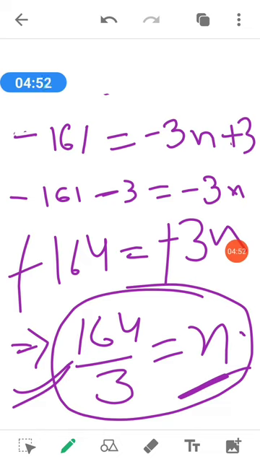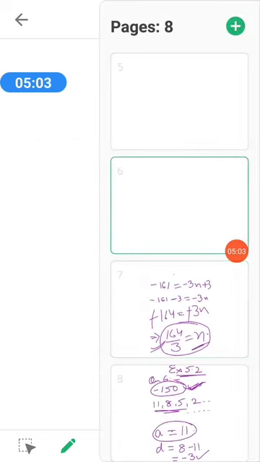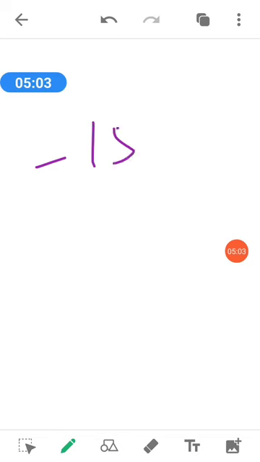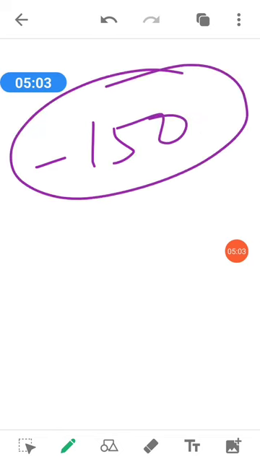So that means the term which we have taken as nth term of this AP was not actually one of the terms of this AP. So we can say that minus 150 is not one of the terms of the given AP. So that's it.